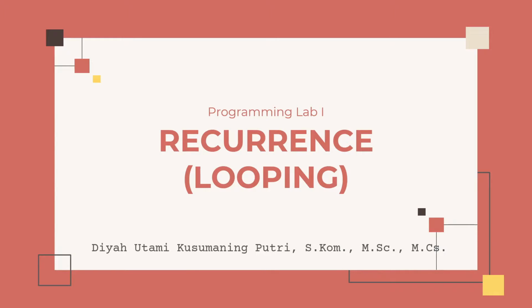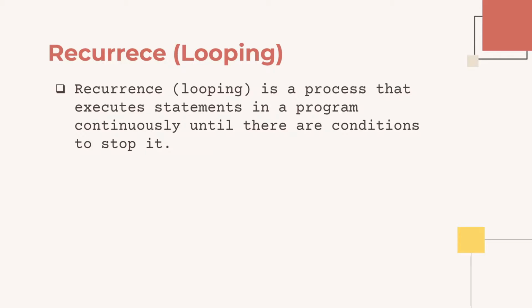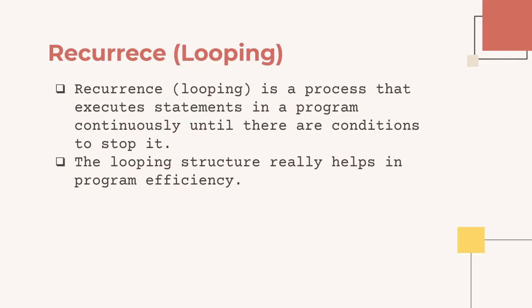Welcome to the video explanation of Programming Lab 1. In this video, we will discuss recurrence or looping in the C++ programming language. Recurrence or looping is a process that executes statements in a program continuously until there is a condition to stop it. The looping structure really helps in program efficiency.